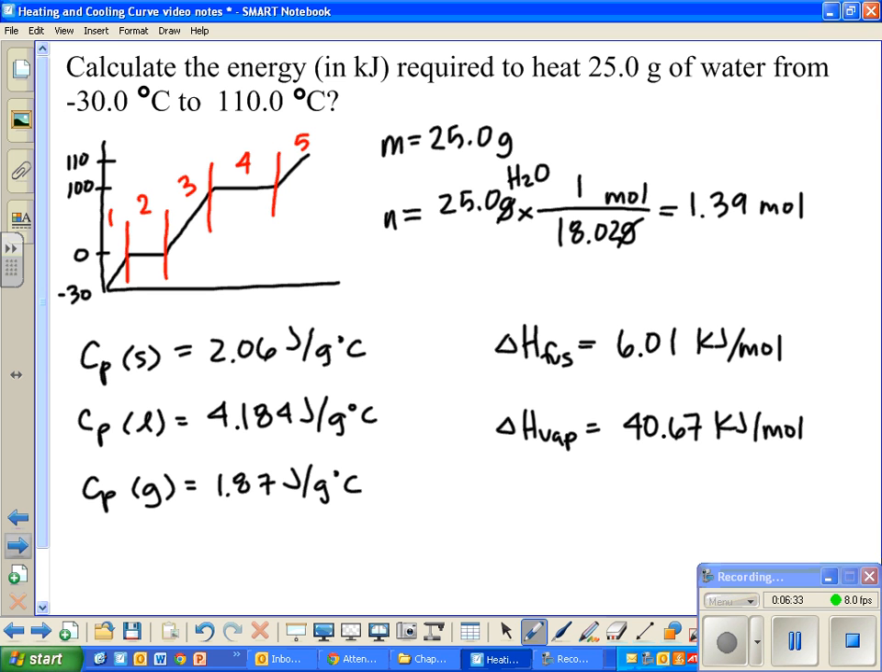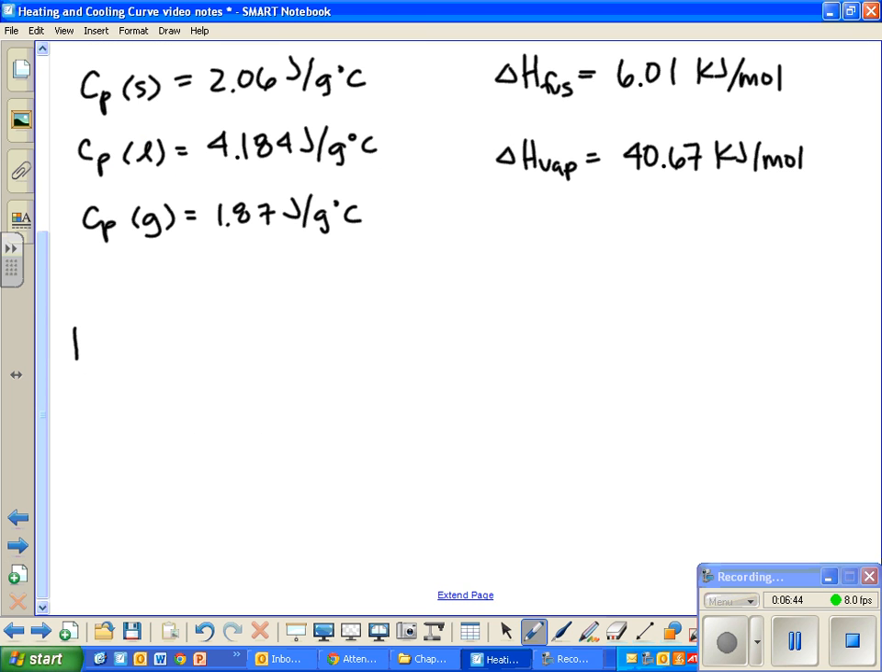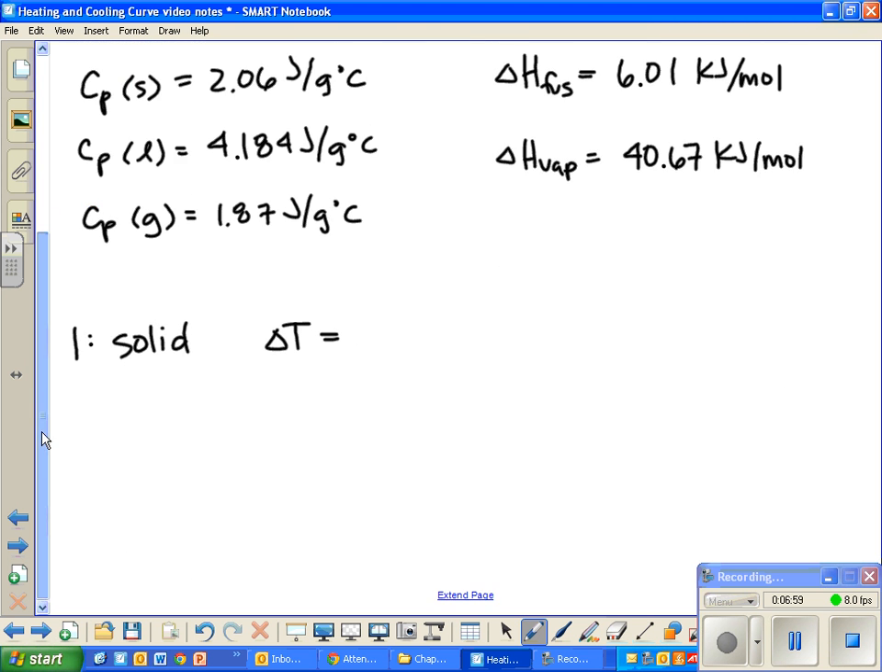All right, so now we can start our problem. The key to these problems is being organized and knowing all your Q values so that you can add them up at the end. So I label all my sections. I'm going to write section 1. This is where I have solid water. And my temperature change, we're going to have to calculate here for this section. We're going from -30 up to 0. So 0 is our final temperature minus our initial -30.